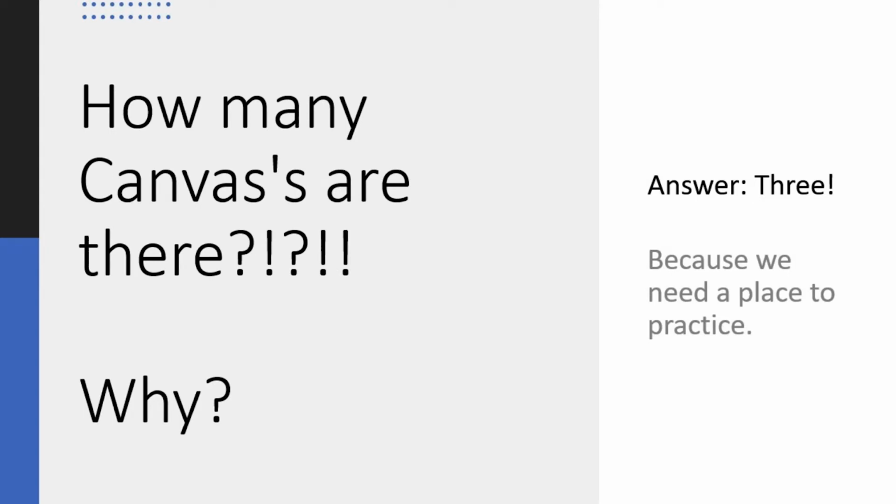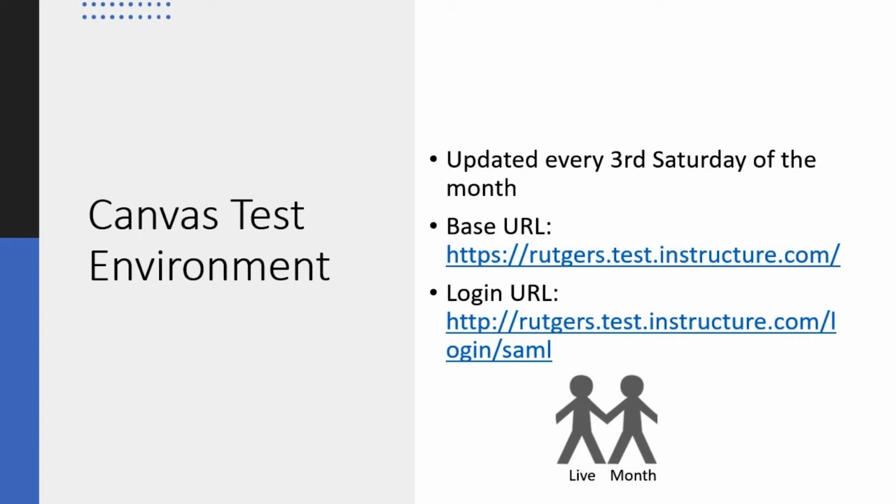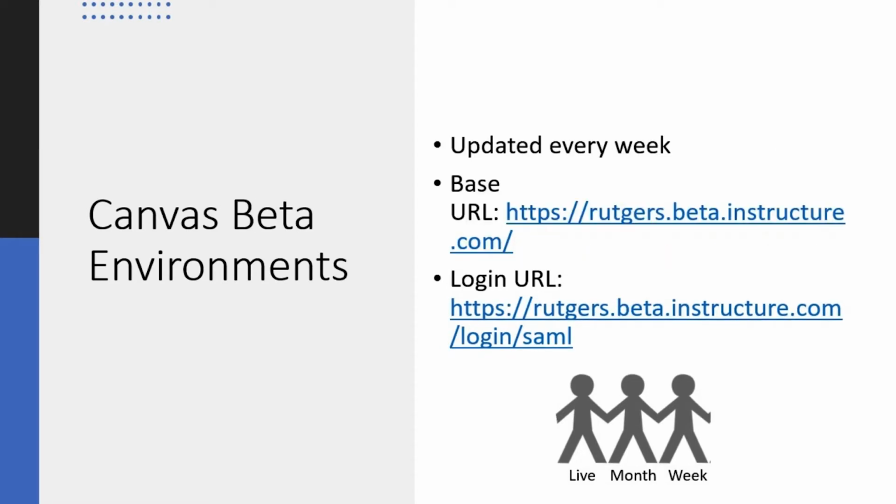Wait, how many versions of Canvas are there? Well, there's 3. Production Canvas is the one that you're used to. It is the live version, and it's updated with new releases every 3rd Saturday. On that same Saturday, production data is copied over to the Test Canvas instance. So at most, Test Canvas is 1 month old. On my slides, I've also included the login URLs. Beta is refreshed every week with production data, so at most it is 1 week old. And this is the instance we will use today.